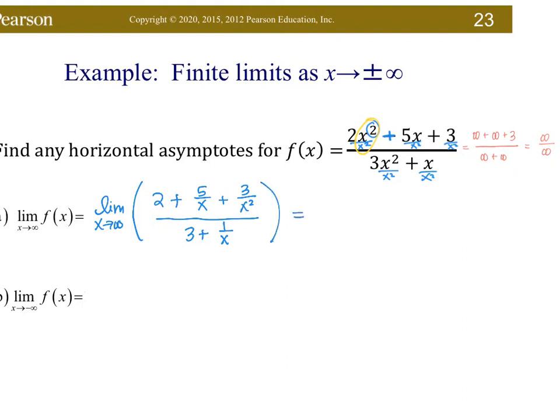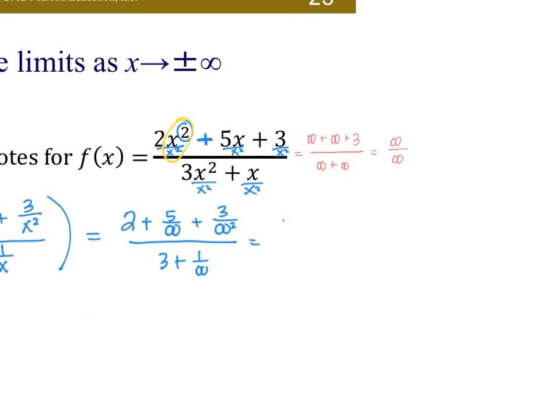Now that I've done the algebra, I can drop infinity and drop my limit notation. So I'll have 2 plus 5 over positive infinity plus 3 over positive infinity squared, over 3 plus 1 over positive infinity. Dividing by these large numbers creates small numbers. So I have 2 plus 0 plus, plus another 0 plus, over 3 plus 0 plus. So I end up with 2 plus over 3 plus, or I could write that as 2/3 with a plus on both of them.